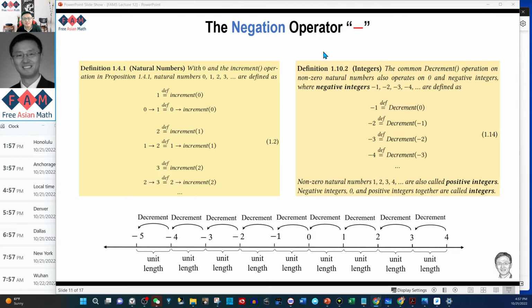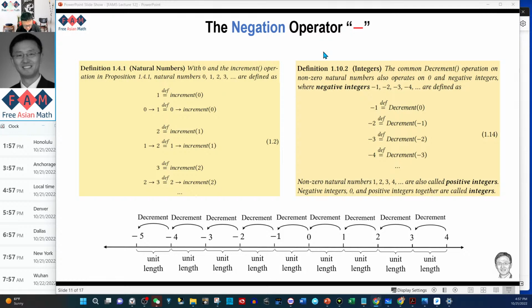Once again, this is very different from subtraction. This is a single operand operator. Let's carefully review how we define natural numbers and integers shoulder by shoulder.